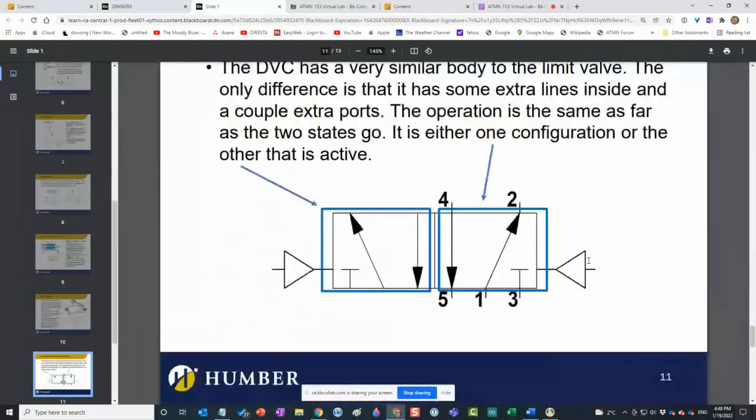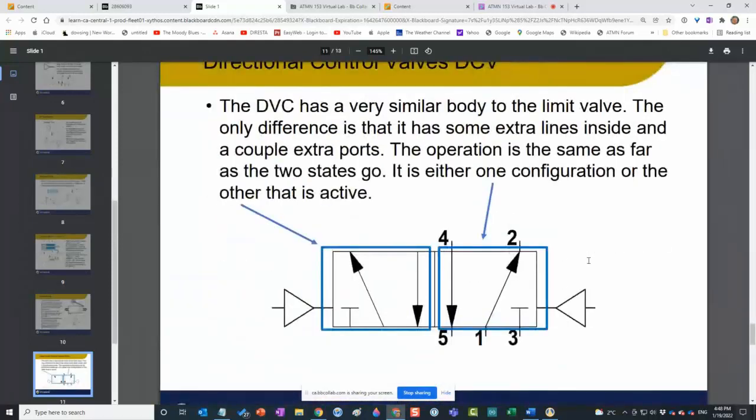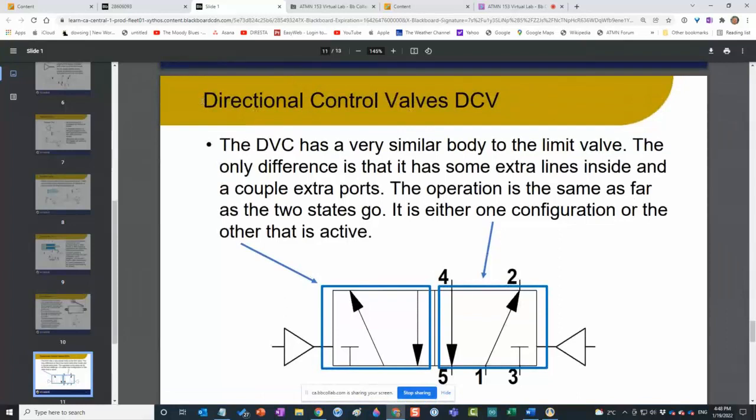Cool. So essentially, now this is a DCV, okay? Directional control valve. Directional control valve, DCV, very common word. We're going to use the word DCV quite a bit. There are two configurations in this DCV. It's either this configuration that's active or that configuration that's active.